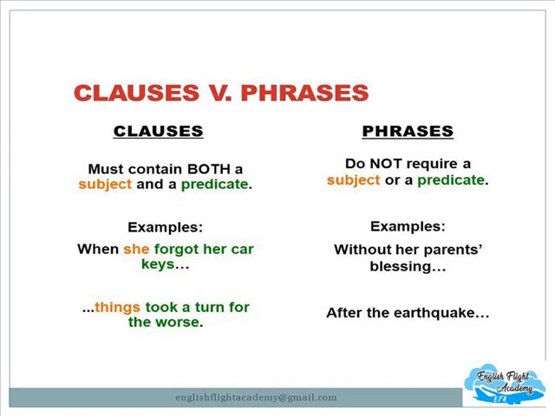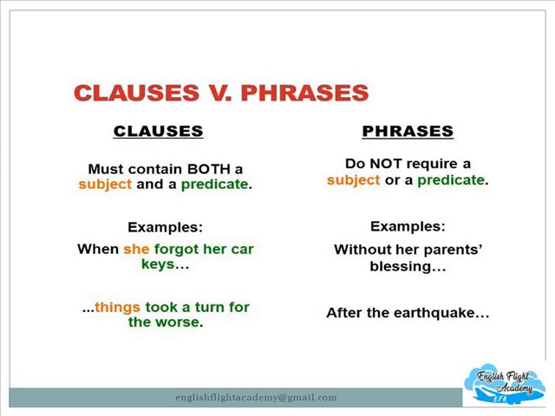और फ्रेज जो होता है उसको ना तो सब्जेक्ट की जरूरत होती है ना तो प्रेडिकेट की. वो जस्ट ग्रुप ऑफ वर्ड्स है, पार्शियल मीनिंग देते हैं बट नॉट द कंप्लीट मीनिंग, as I explained in the previous video. The example over there is "when she forgot her car keys." Then one more example of a phrase over there is "without her parents' blessing." Okay, without her parents' blessings, you can add there, she cannot succeed in her life.